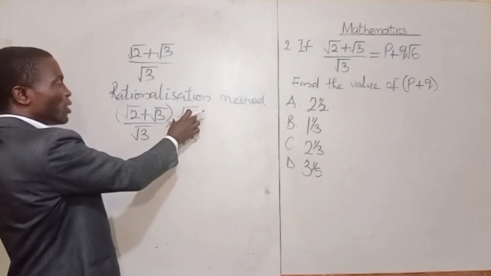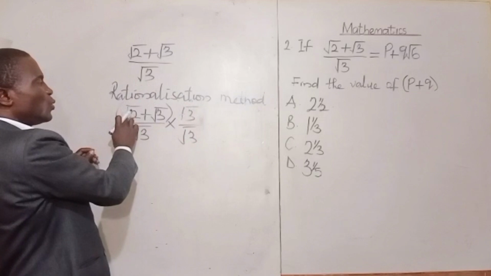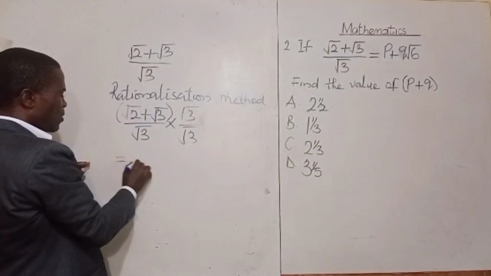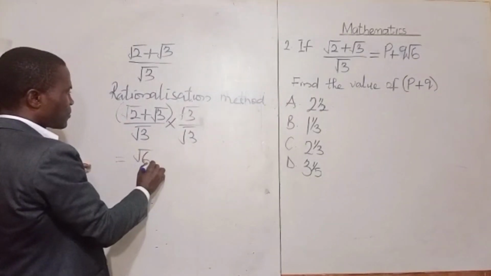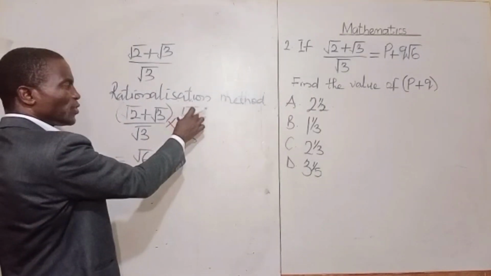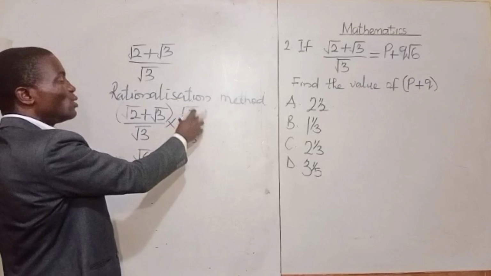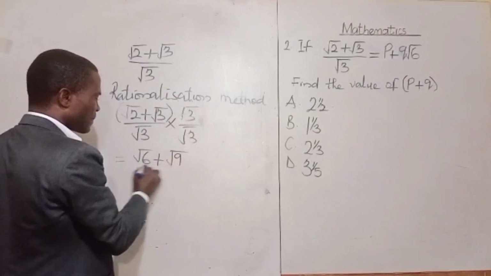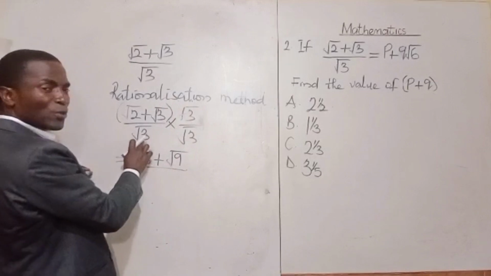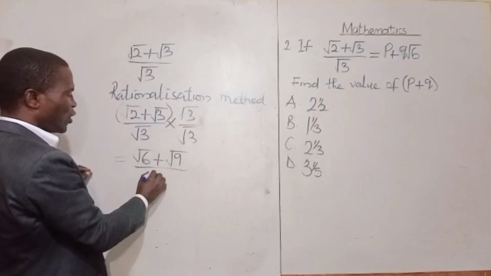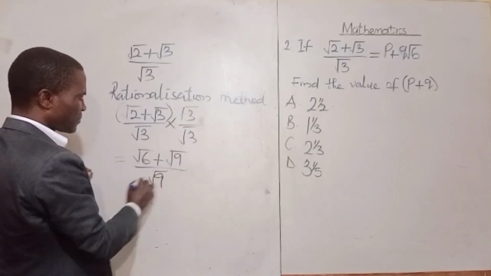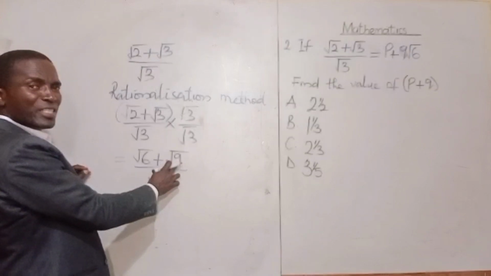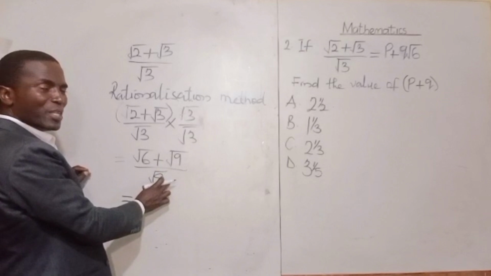This is root 3 multiplied by root 2. Root 3 times root 2 gives us root 6. Then plus root 3 again times root 3. It will give us root 9. Square root of 9 means 3.